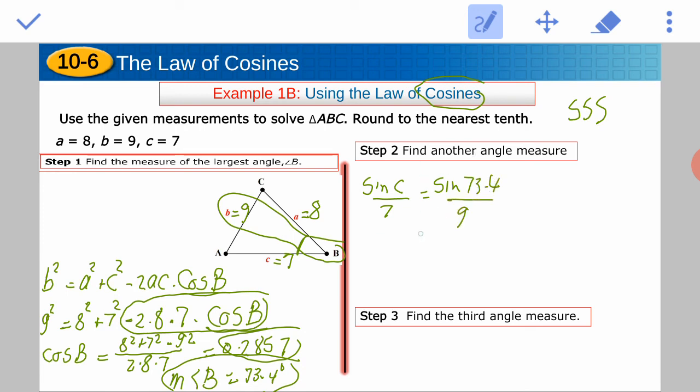Guys, if you do the cross multiply, you will get sine C, and undo the sine by doing the arc sine of both sides. Now you can get the measure of angle C. The measure of angle C is going to be 48.2 degrees. Now guys, we know the measure of two angles, and basically we are given the three sides, so we're only missing one more angle.